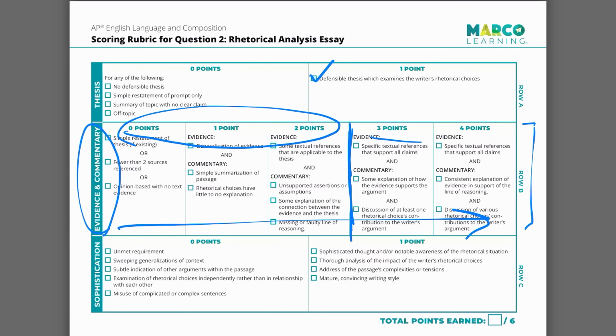And something that really unifies 3 and 4 is a clear connection. That is the evidence that you use, little tiny quotes from the passage or parts of the passage that you cite, that you've really connected them to an argument and built an argument up. So your goal should be to break through this wall and get 3 or 4 points. Let's talk about how to do that.